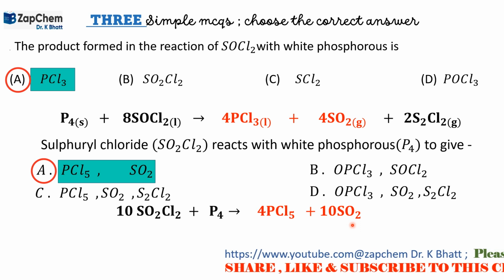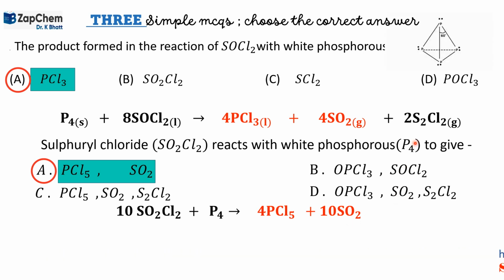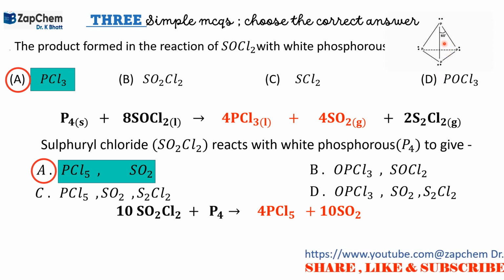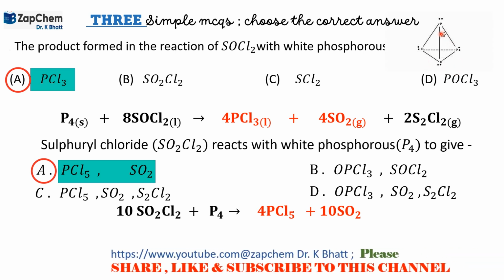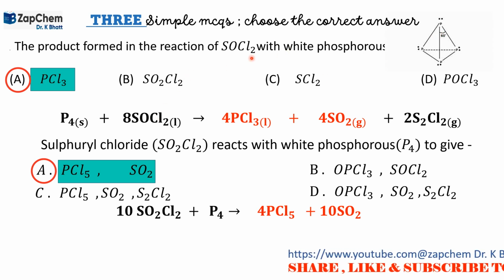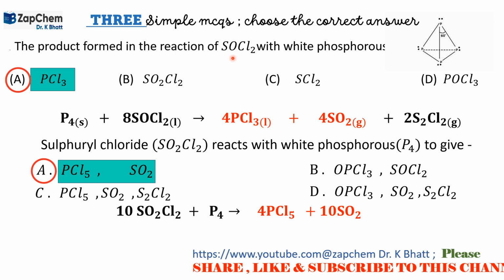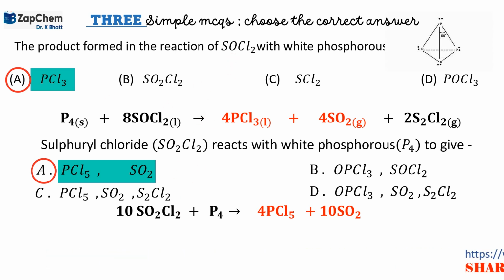And as we know, just now I have mentioned that white phosphorus has got a tetrahedral structure with bond angle of 60 degrees. And four lone pairs of electrons are there. It's very reactive, showing different reactions. And this is an important reaction of sulfuryl chloride and thionyl chloride differently.